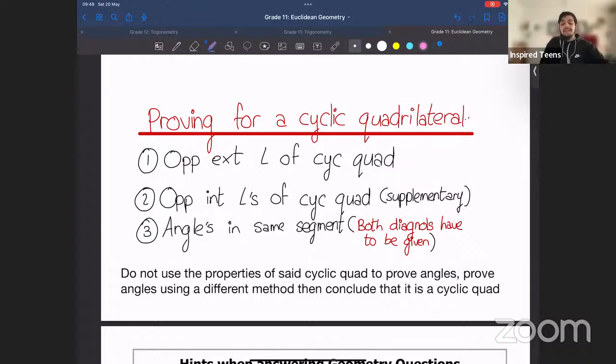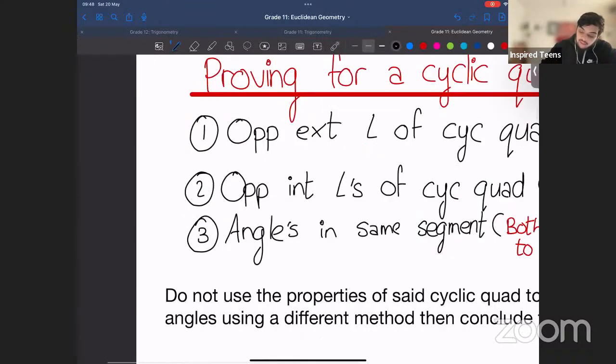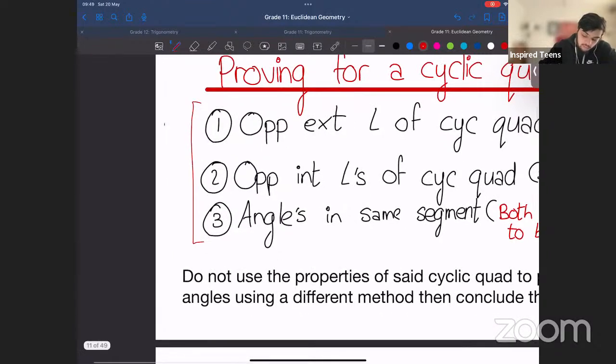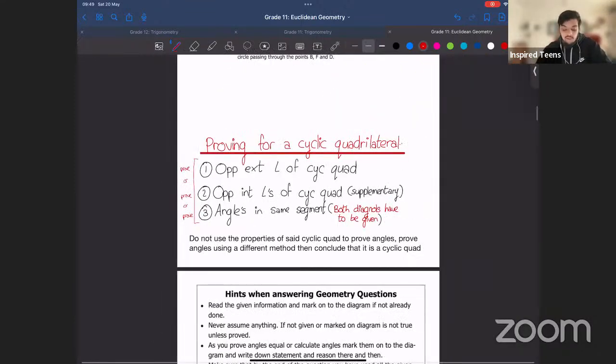Number 1, opposite exterior angle of a cyclic quad. Number 2, opposite interior angles of a cyclic quad. Number 3, angles in the same segment. Remember, you are required to prove these. You cannot assume them. You can prove this one, or you can prove this one. You just don't have to prove both 2 or 3. You can just prove one of them.